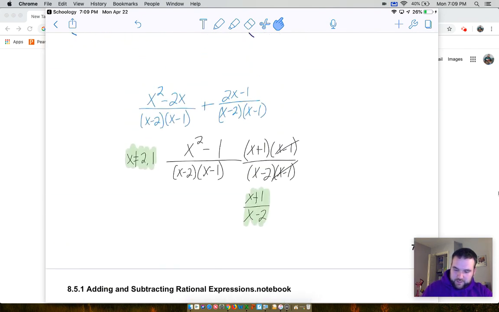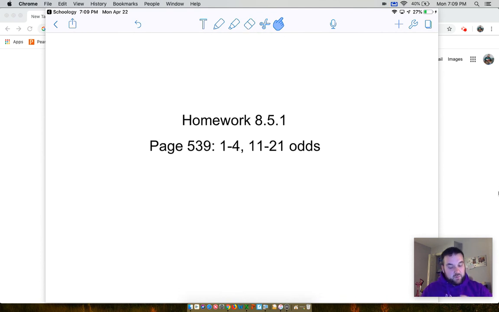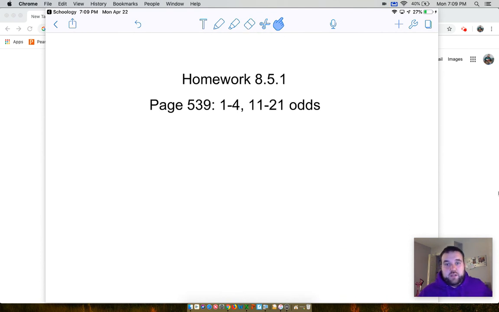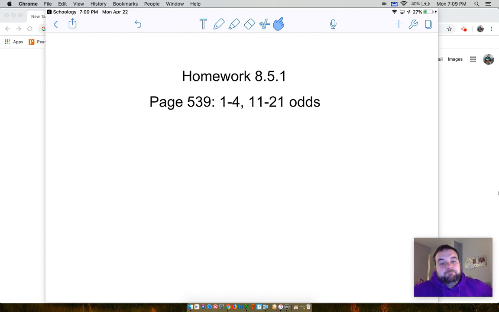Okay. So yeah, give those problems a shot. Not a whole lot of homework for this for day one. Just get that common denominator and go from there.